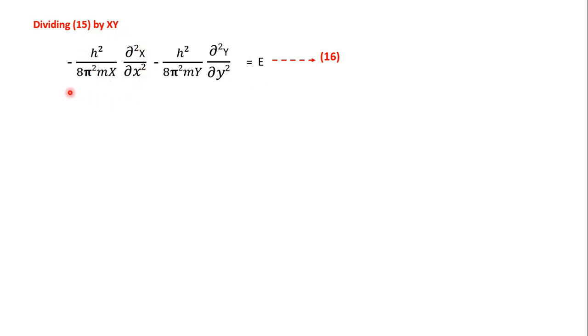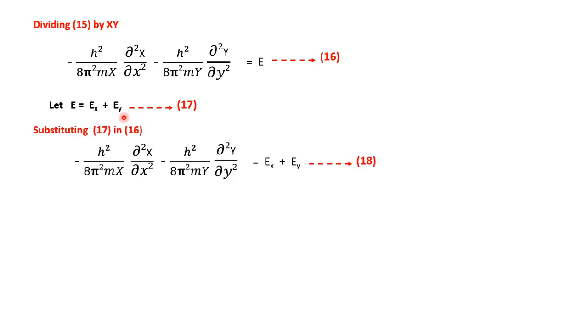Now what we find, we don't find y here in the first term on the left hand side. That means this is only dependent on x. In the second term we don't find the term x. That means this is dependent only on y. So, one term is dependent only on x and the other term is dependent only on y. Now the term on the right hand side depends on x as well as y. So we take E and substitute E as a sum of two terms, Ex and Ey, Ex dependent only on x and Ey dependent only on y. Doing this we get something like this.